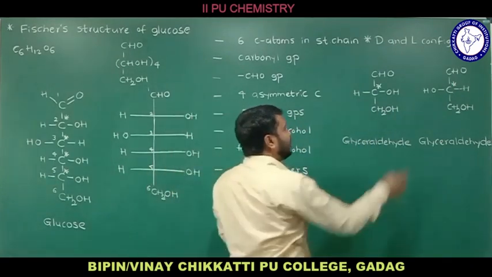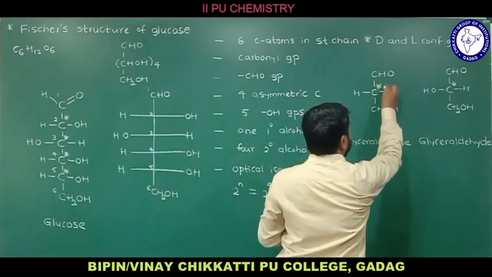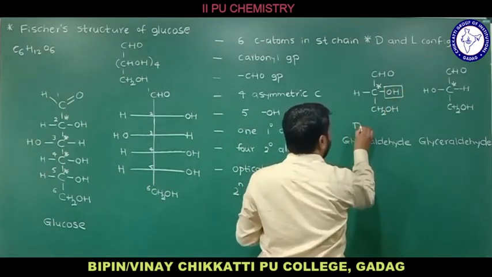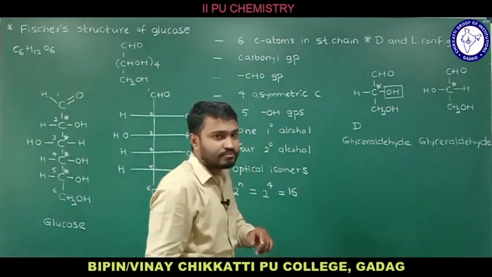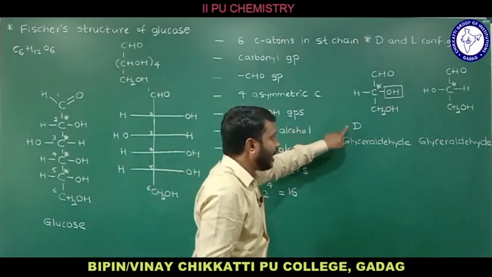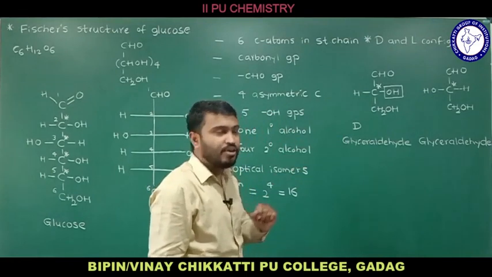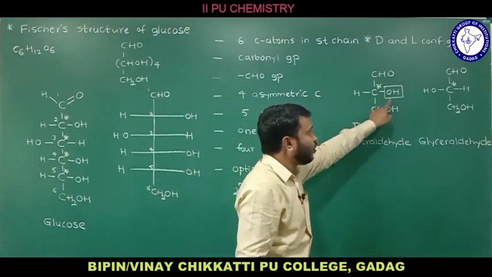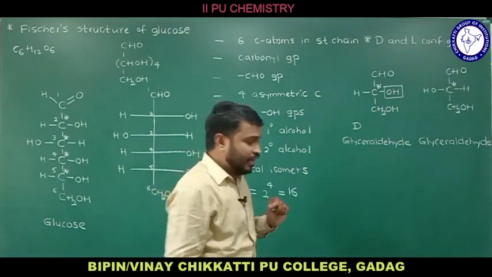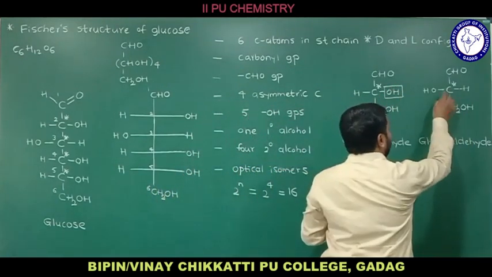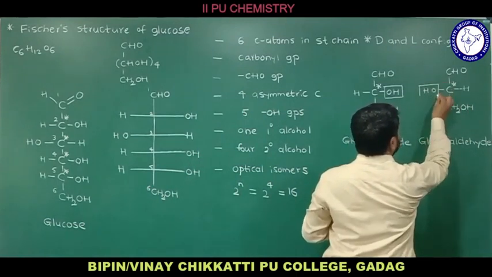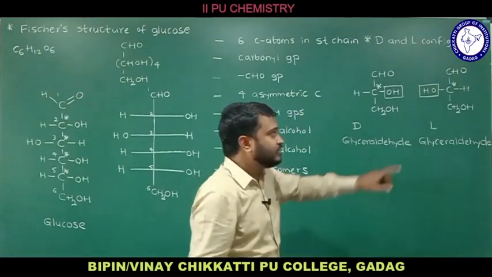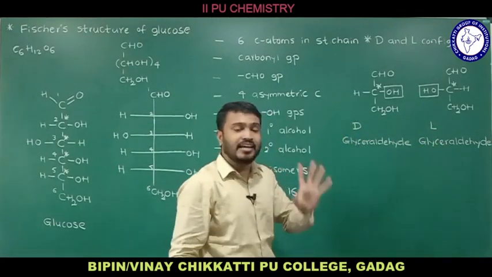that on the asymmetric carbon, if the OH group is on the right hand side, we call it the D configuration. Therefore this compound I call D-glyceraldehyde. Why D-glyceraldehyde? Because on the asymmetric carbon OH is on the right hand side. If on the asymmetric carbon OH is on the left hand side, we call it L configuration, and this compound I name L-glyceraldehyde.